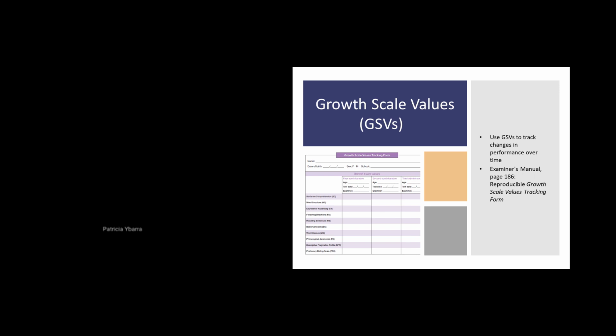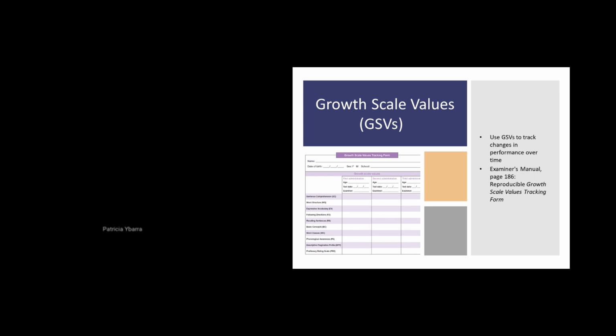And I want to clarify that this is not a progress monitoring tool. This is a diagnostic test that is often used as a measure to continue to provide evidence that a child presents with a language impairment. So use GSVs to quantify limited growth in the skills of a child with language skills that are below or well below expected for their age.